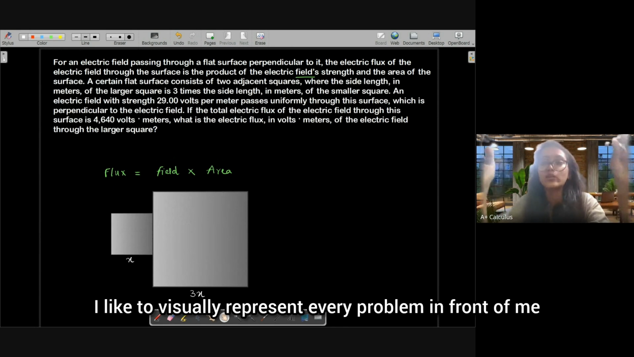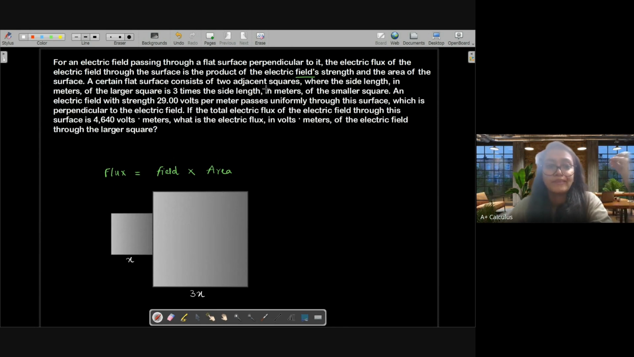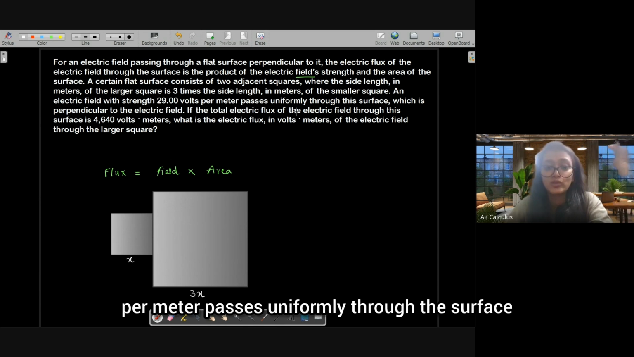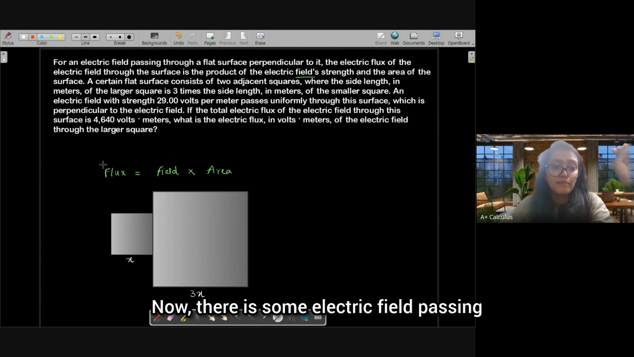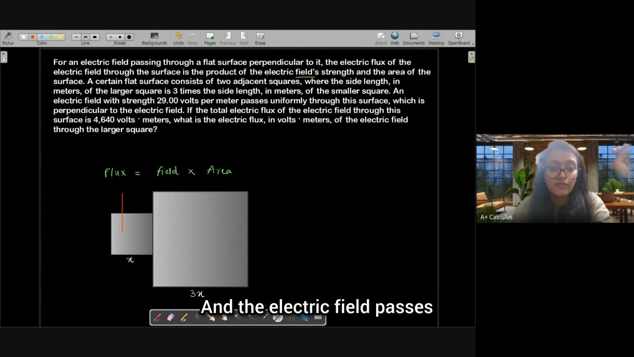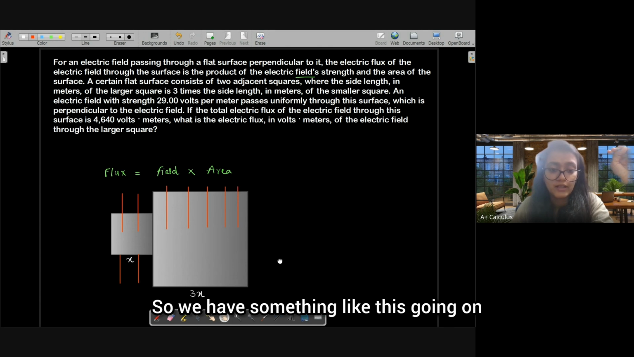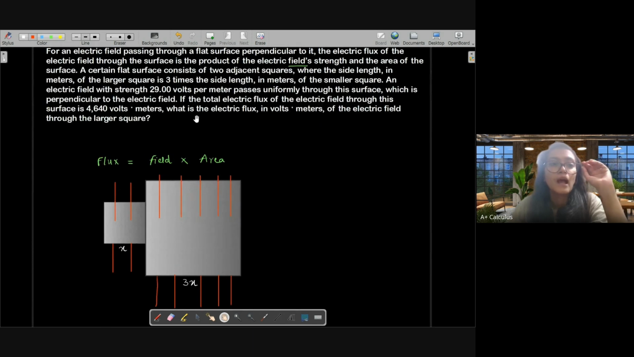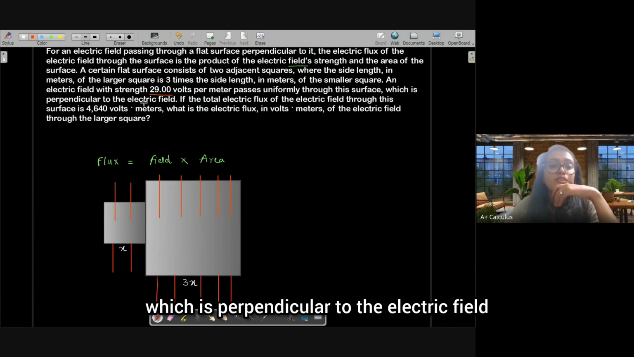I like to visually represent every problem in front of me. Okay. An electric field with strength 29 volts per meter passes uniformly through the surface. Now there is some electric field passing through the surface, and the electric field passes perpendicularly. So let's say that the red lines represent the electric field. So we have something like this going on, that's the electric field. And these red lines are perpendicular to the squares. Okay, and the strength of the electric field is 29 volts per meter.